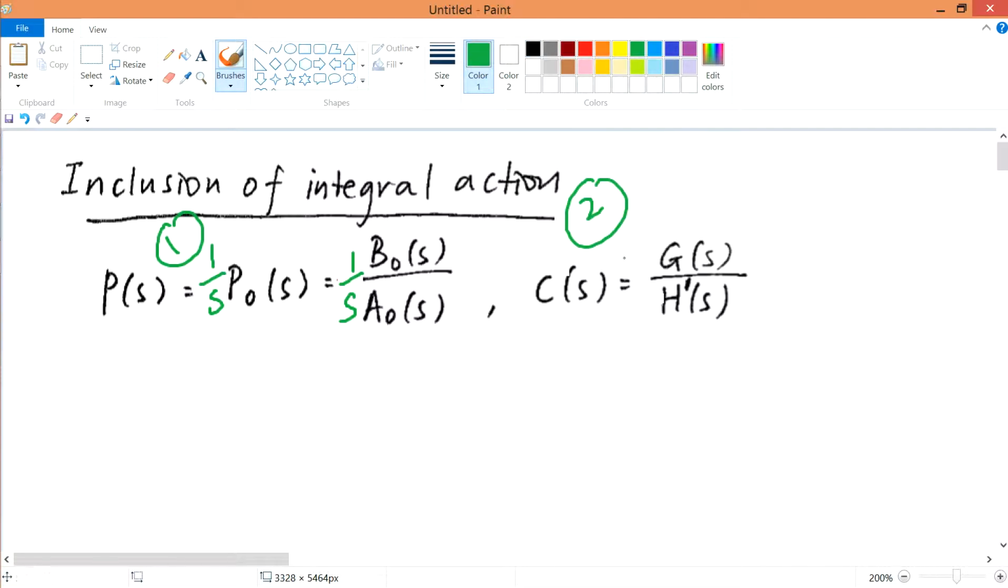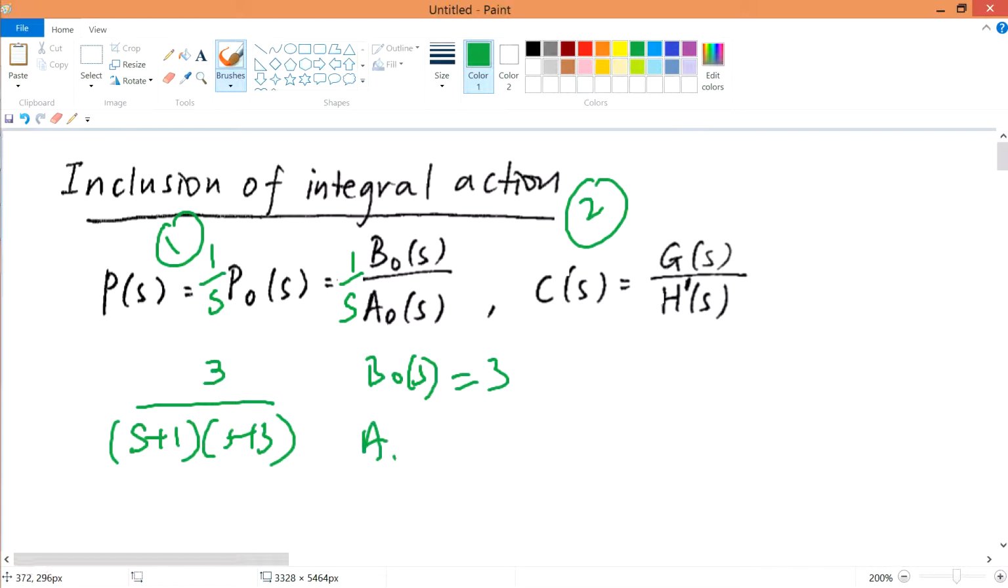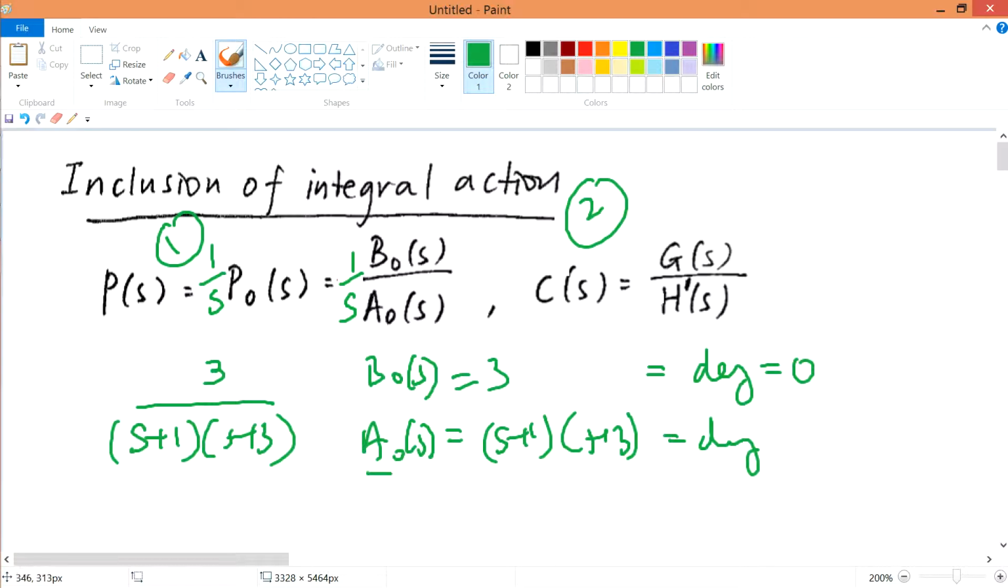The next step is to find our plant's transfer function. This is very important. Your b naught of s equals 3, and your a naught of s equals (s plus 1)(s plus 3). The degree of b is simply 0, and the degree of a of s is 2. You may ask why I didn't include this s also. Because we just temporarily put it over there, so we ignore it first. Our highest degree is 2, and therefore n equals 2. This is our third step.